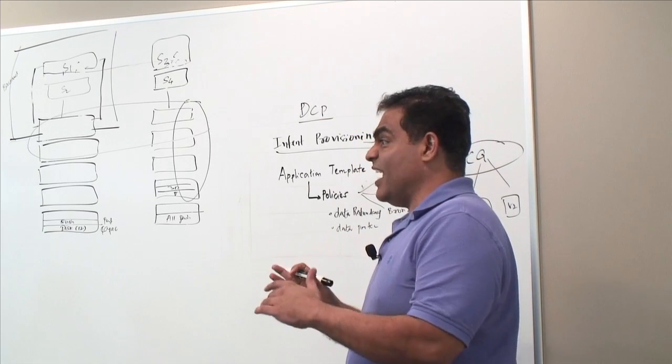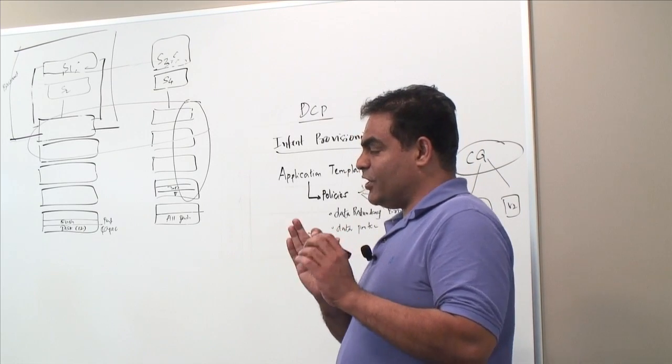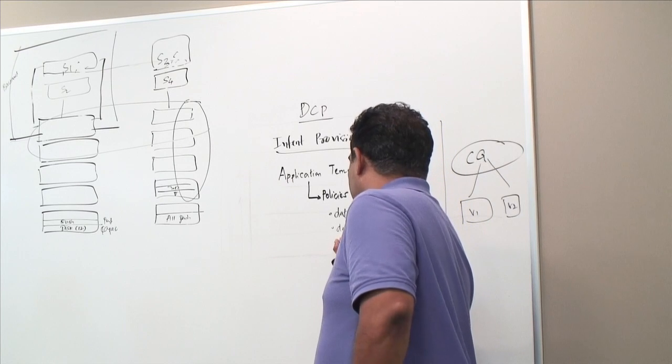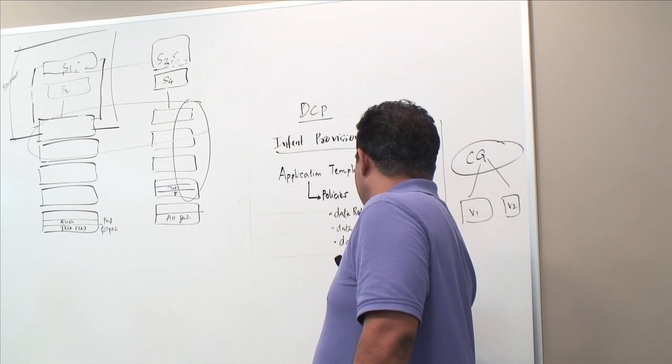All of these are referenced by name. They're not referenced by values. They're referenced by name for a given reason, basically. And then you also have data placement policies.